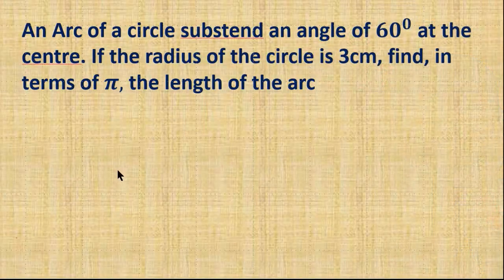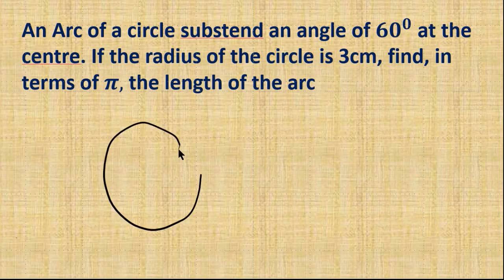Our question says we have an arc of a circle subtending an angle of 60 degrees at the center. Now, here's a circle. Now you have an arc. An arc is just a portion of the circle. It subtends 60 degrees at the center. Here is 60 degrees at the center. Now, if the radius of this circle, here's the radius, is 3 centimeters, the examiner wants us to find, in terms of pi, the length of the arc.